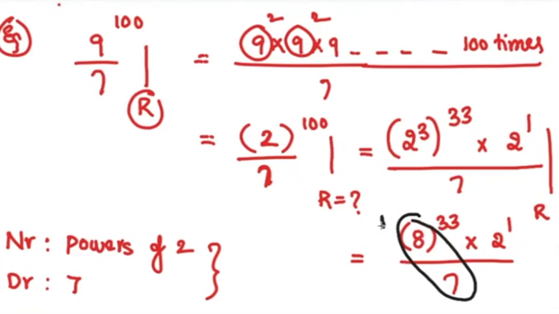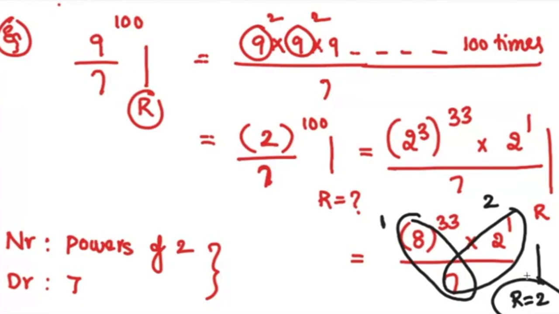So 8 by 7, remainder 1. 1 power anything is 1. So here the overall remainder is 1. 2 by 7, what is the remainder? 2 by 7, remainder 2. So 1 into 2 is your final answer. That means the remainder of the whole expression is going to be 2.